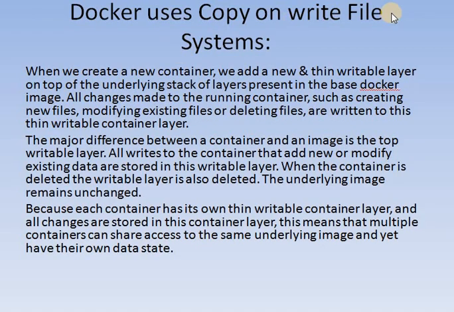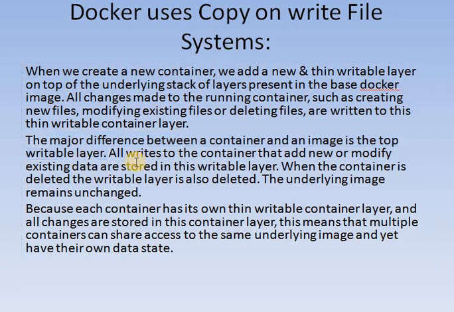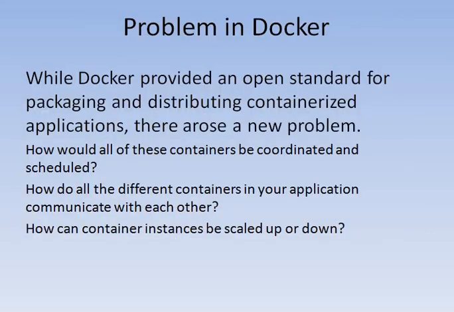Second is basically the copy on write operation. So Docker follows copy on write when writing onto the file system. As I said earlier, the difference between an image and a container is that top writable layer. So when you write something to the container, everything is written to the top writable layer, and the underlying image remains unchanged, right? So basically multiple containers can share access to the same underlying image and yet have their own data state, right?